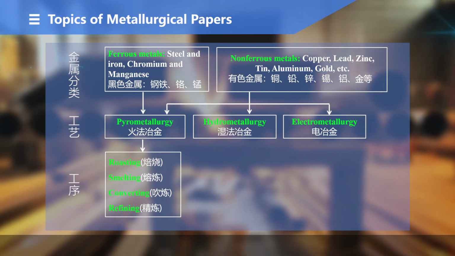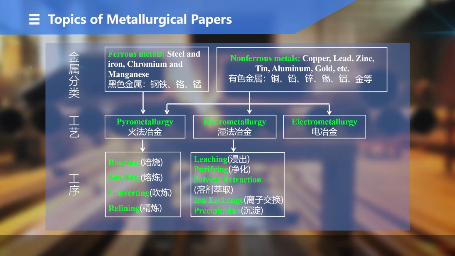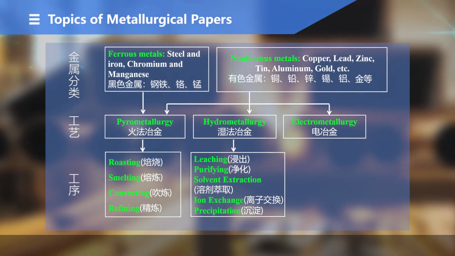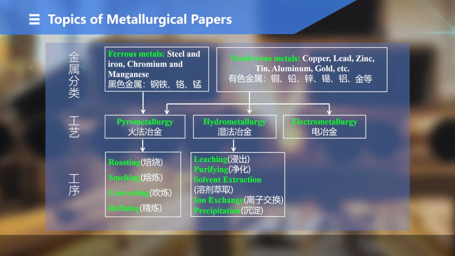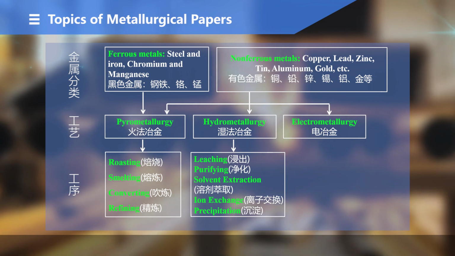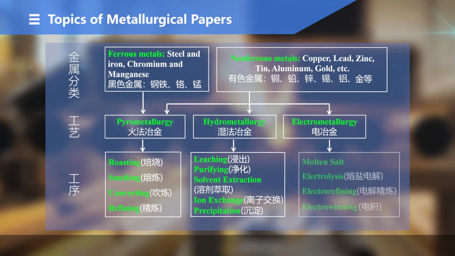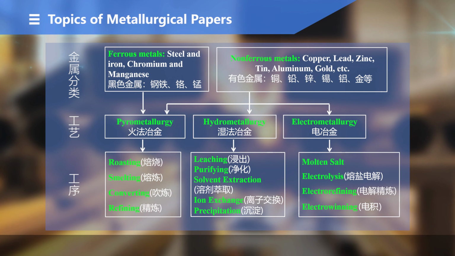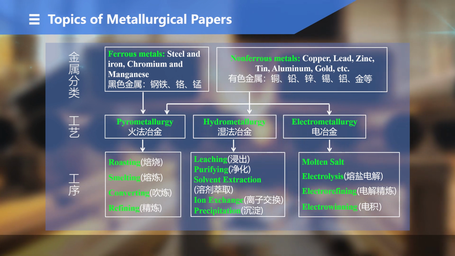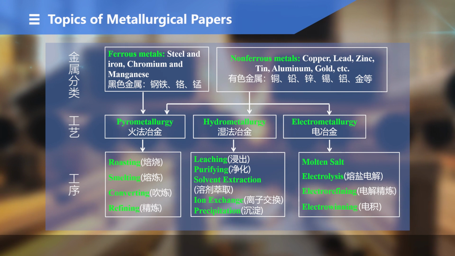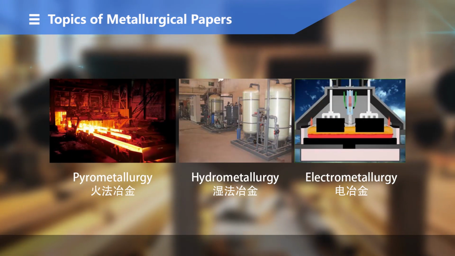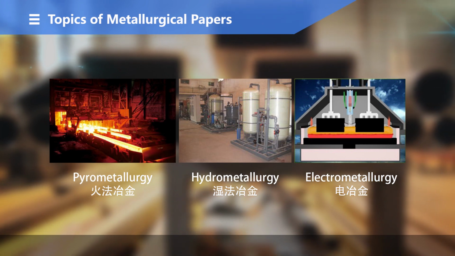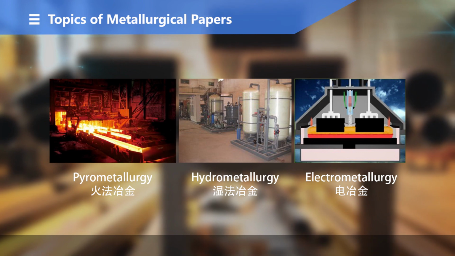in pyrometallurgy. Leaching (浸出), purifying (净化), solvent extraction (溶剂萃取), ion exchange (离子交换), and precipitation (沉淀), etc. in hydrometallurgy. And molten salt electrolysis (熔盐电解), electro-refining (电解精炼), and electrowinning (电积) in electrometallurgy. So, we can choose the suitable academic papers which are interesting or important for us according to the above research directions.